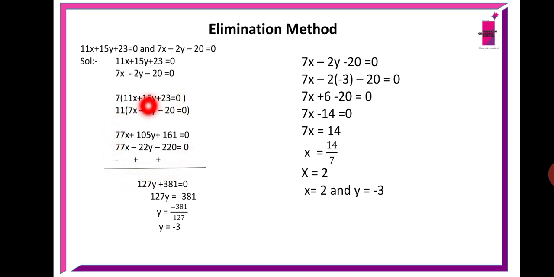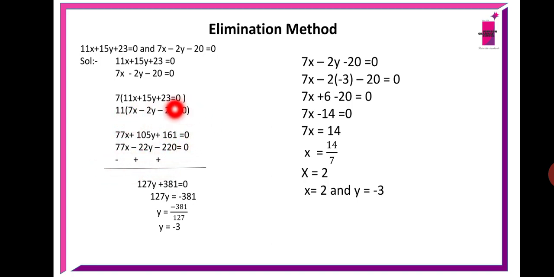First of all, we have multiplied the first equation with 7. You should multiply all three terms. 7 into 11 is 77x, 7 into 15y is 105y, 7 into 23 is 161. Similarly, 11 into 7 is 77x, 11 into 2 is 22y, 11 into 20 is 220.